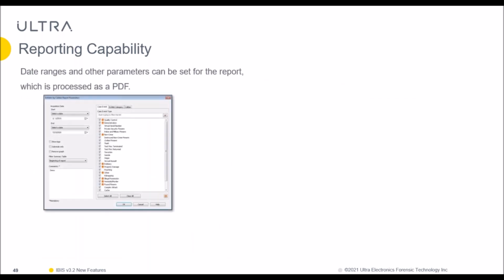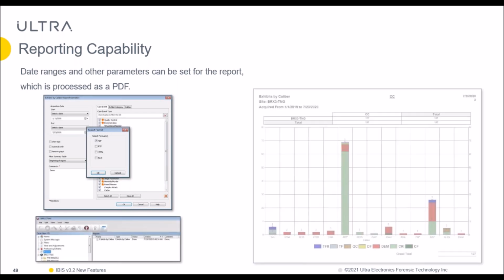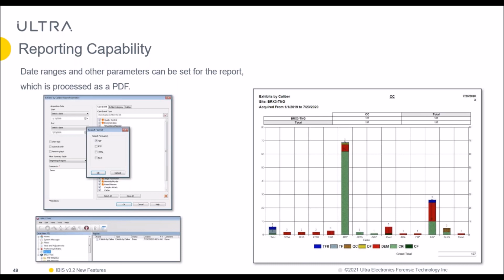Once the relevant report has been selected, date ranges and other parameters can be set for the report, which is processed as a PDF and is available under the Reports section of the navigation tree. And here is an example of a generated report. And of course, this tool is also available on bullet tracks.